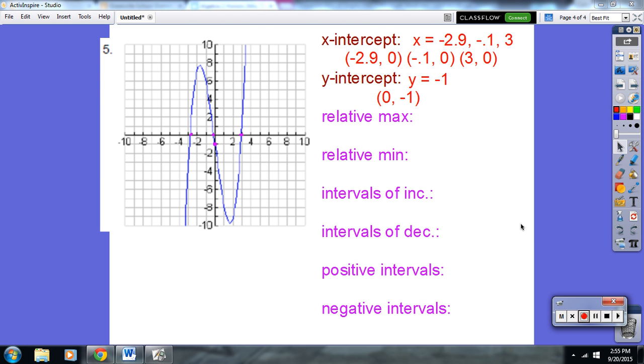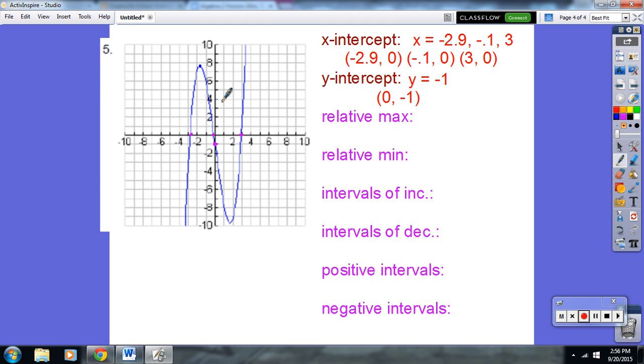Next we have relative max and min. When I went over this in class, the way I described the max is the top of your hill. If you imagine this as a mountain landscape, a relative max is the top of a hill. Another way to describe it is where your curve changes from increasing to decreasing. That happens at this one point right here. This would be a relative max, because it's relatively the highest point on the graph.